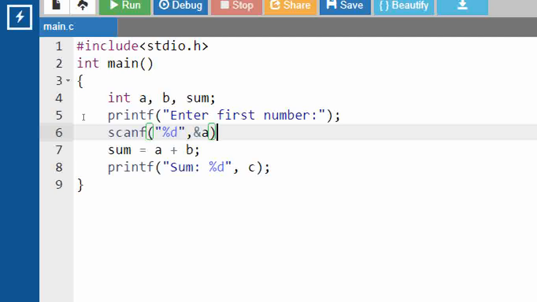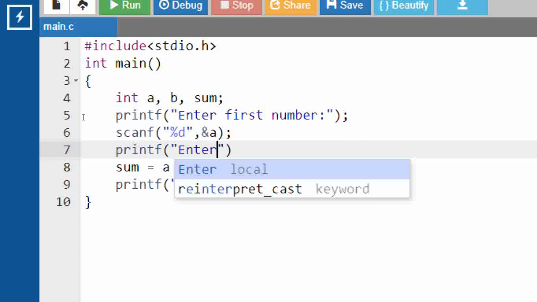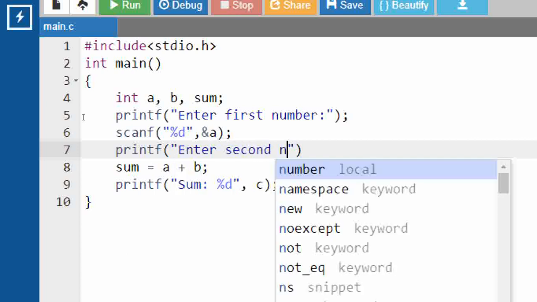Suppose it is like an address, isn't it, where we live. Similarly, where the value of a is going to be stored, the address of a, some memory is allocated for this a. Similarly for b also it is the similar process. So enter second number, we can call it.